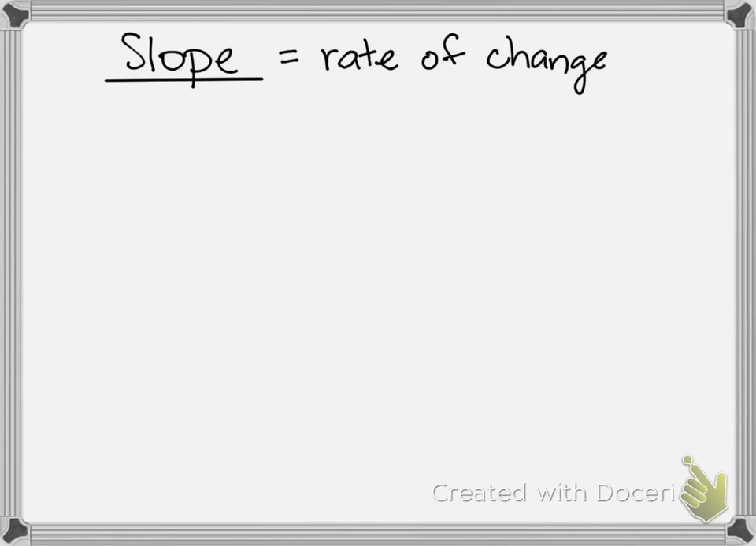There are a few ways that people like to talk about slope and how to find it. One very common way is to say rise over run. That is a really common way that people use to remember. So we'll write that.